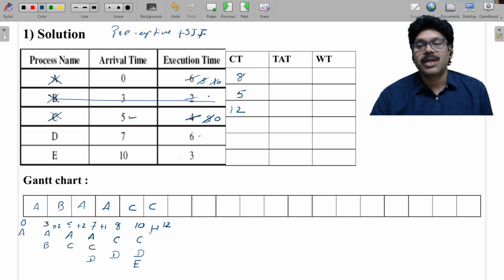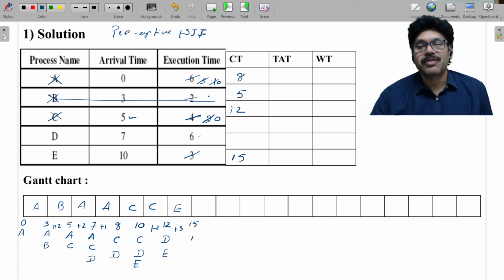After that, there are 2 more processes at 12, D and E. Among them, which is shorter? E is shorter. So E is executed completely for 3 units, because even if you cut one from D, E is still less comparatively. So 12 plus 3 gives 15, and E also got completed.